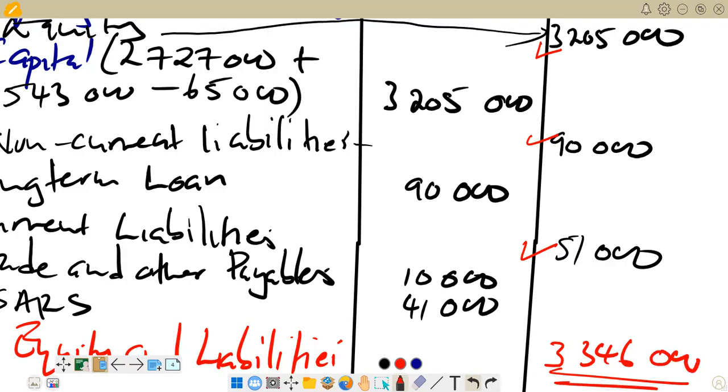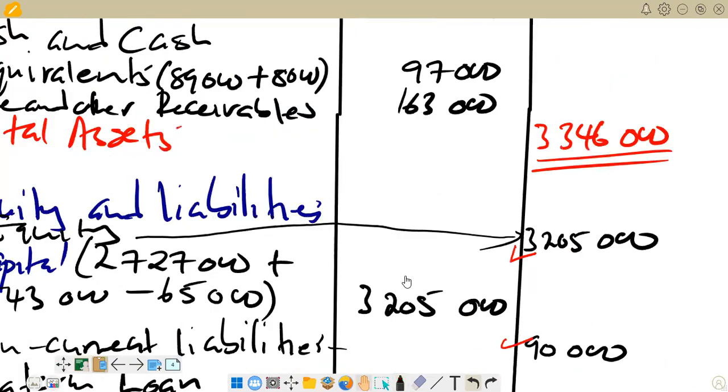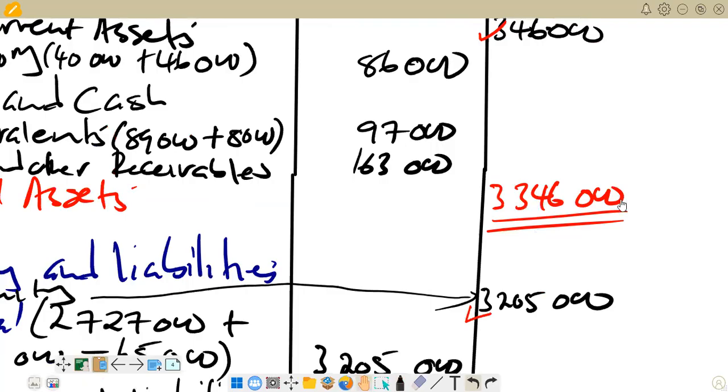Remember that accounting equation, total assets is equal to the total of equity plus liabilities. So this is the total for equity and liabilities. And then we go there to check the total for assets that we got there. Is the same figure, you see, 3,346,000. So our balance sheet is balanced. It means we did not make any mistake in the preparation of that balance sheet. So this is what we have in terms of this balance sheet or statement of financial position.